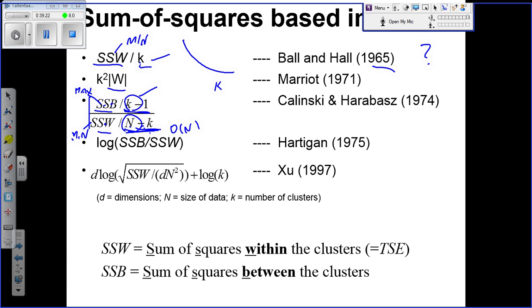does this combination make more sense? Hartigan, logarithm of the ratio, so the ratio seems to be pretty popular. Xu, okay, now we have already 97. Dimensionality times n power 2. This is now the normalizing factor. This is like the sum of squared within cluster, divided by n, which makes it kind of a mean squared error divided by dimensions. It's the normalized mean squared error that we used a lot, except now it is divided once more, with power 2.